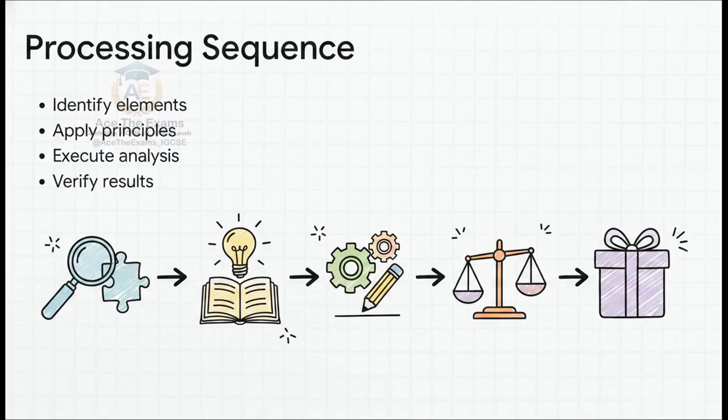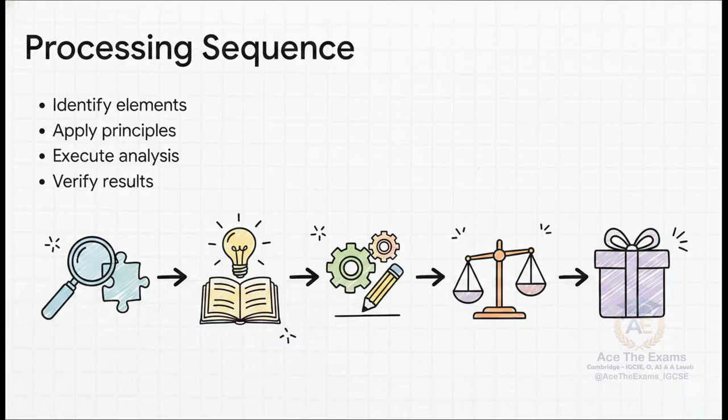Look at the screen and see if you can spot which step transforms a typical Alex answer into a top-tier response. Step 1. Identify key elements. Decode the command word, find the variables. Step 2. Apply relevant principles. Are we looking at a binary true-false choice or a multi-condition scenario? Step 3. Execute the analysis with clear working.